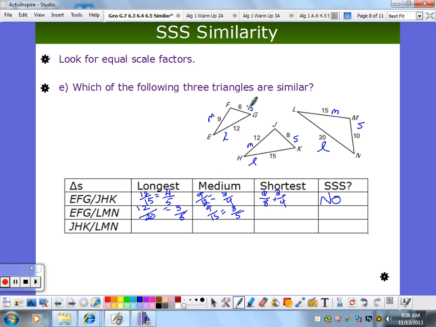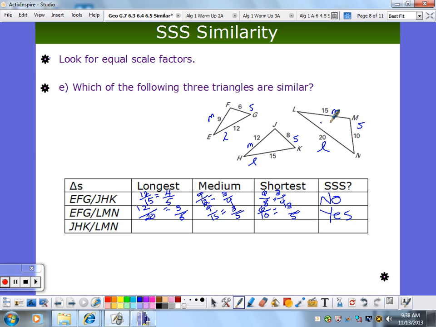Let's look at the short sides, 6 to 10. Which is 3 to 5. Do I have side, side, side similarity here? Yes. How come? They all have the same scale factor. When you look at the corresponding sides, they're all in the same proportion, all have the same scale factor.